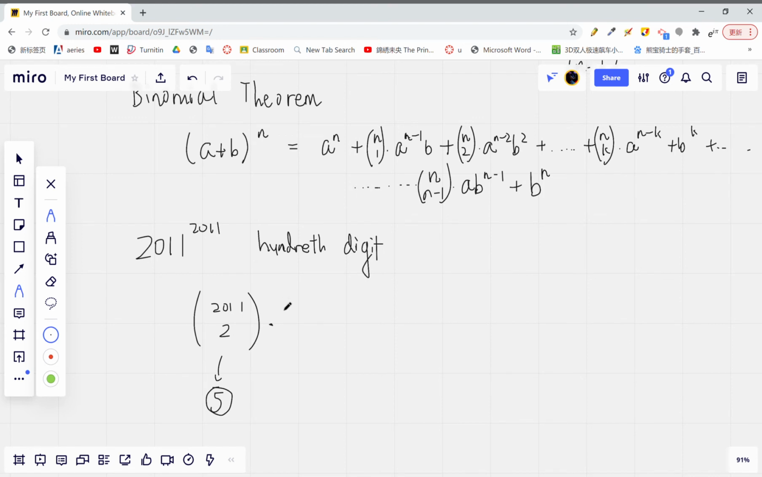And we can write this as 2010 plus 1 to the 2011th power, right? Then this is basically 2011 squared, which ends in 1, and 2010 squared, which ends in 100, right?